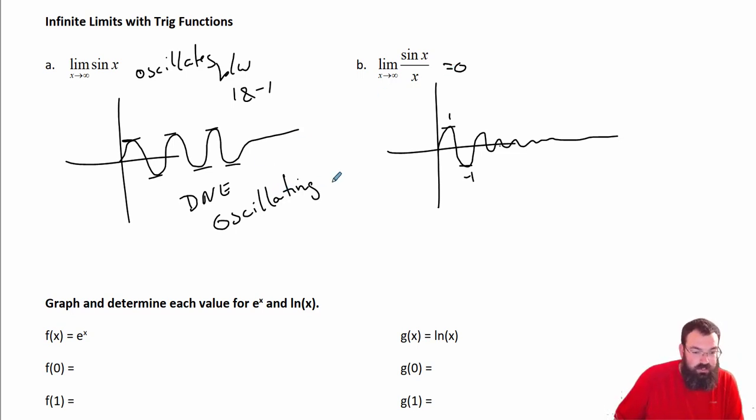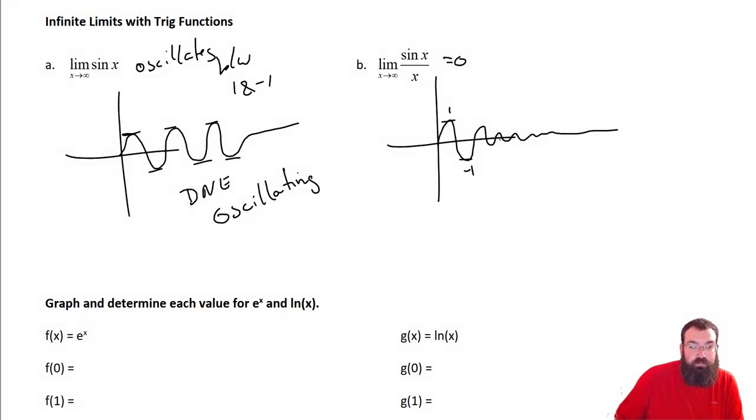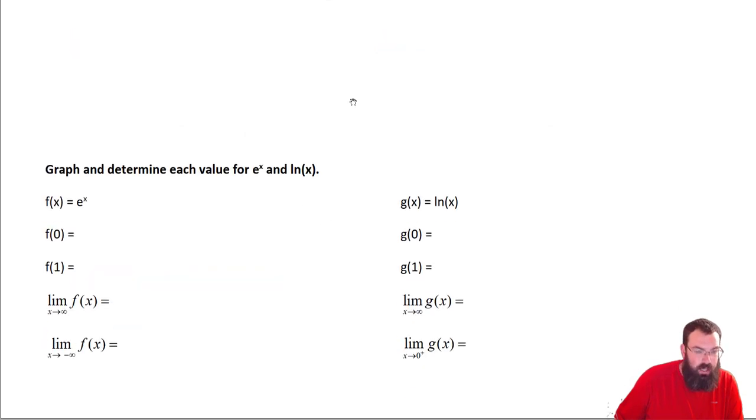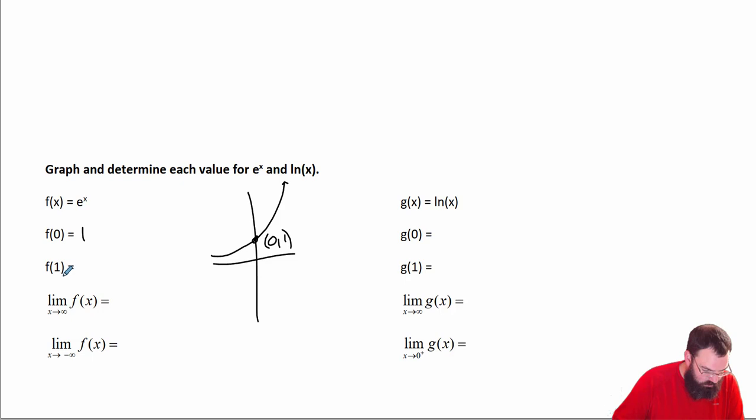And the last ones here, oops. Okay, so this function, it's e to the x and ln of x. So if f of x equals e to the x, it looks like this, where it crosses at 0, 1. And f of 0 is equal to 1, because I can plug in 0 and I get 1. F of 1 is just e to the 1, which is just e, which is like 2.718, something like that, okay?